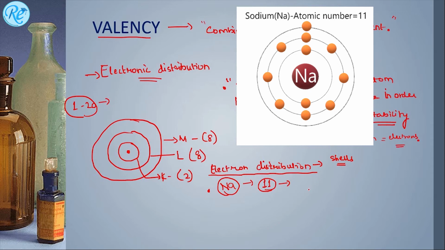So now I have to write the electronic distribution. This is K, L, M. Now, as we know, the maximum number of electrons that can fit in the K shell is 2, so I'll write 2 here. 8 can maximum come in the L shell. Now it becomes 10, and what is required is just 1. So in the M shell, we'll have only 1 electron.